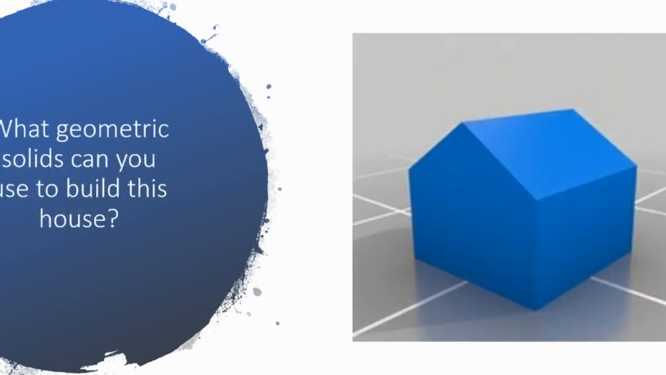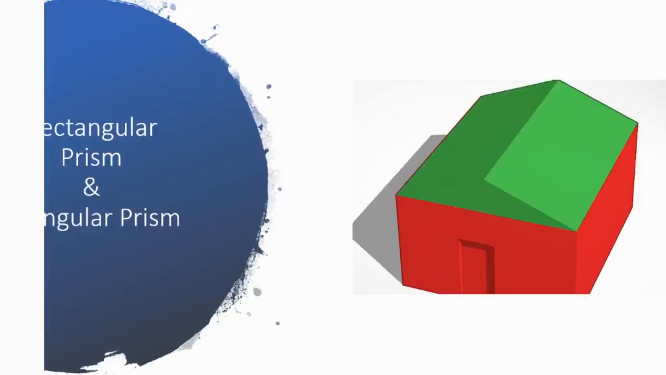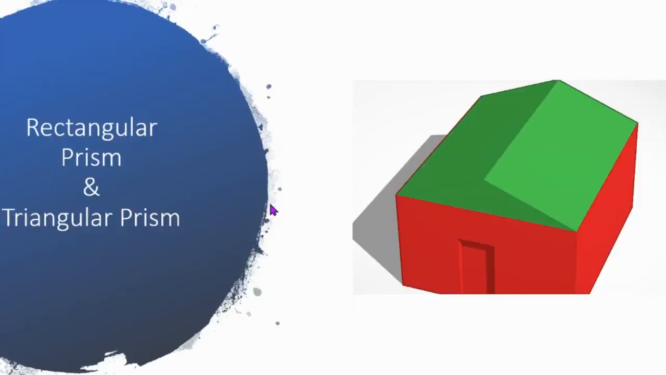Then, what geometric solids can you use to build this house? So on top, I see a triangular prism. And on the bottom, I see a rectangular prism or a cube, depending on if the house is symmetric. Rectangular prism and triangular prism. So we're just practicing visualizing three-dimensional shapes right now.